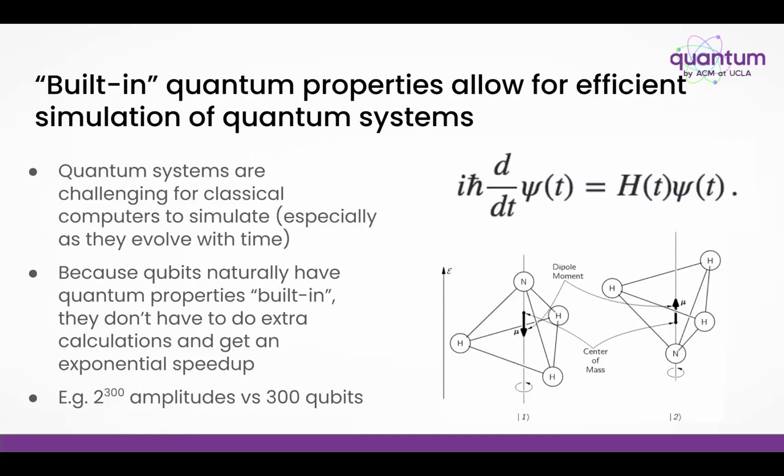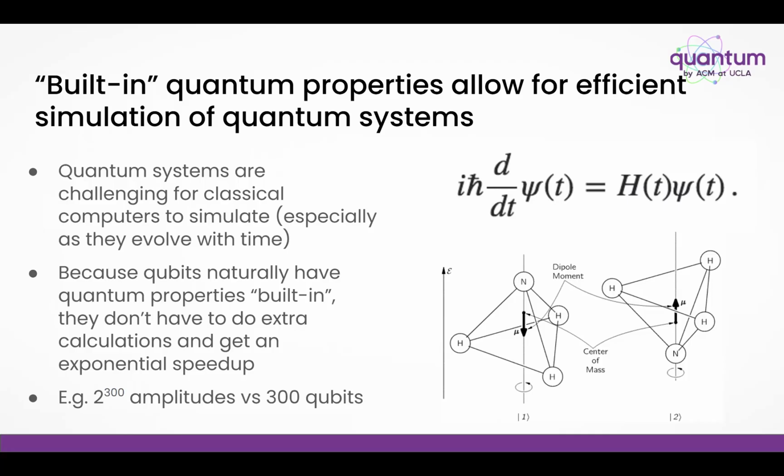The second big use case for quantum computing is that the built-in quantum properties inside the qubits allow for efficient simulation of quantum systems. Quantum systems being the stuff you study in physics or chemistry and the natural sciences. A big thing about these quantum systems is that they're very, very challenging for classical computers to simulate, especially if you want to simulate how they move with time. Qubits naturally have these quantum properties built in, so they don't have to do the extra calculations that a classical computer would have to do. And that gives it an exponential speedup over classical computers.